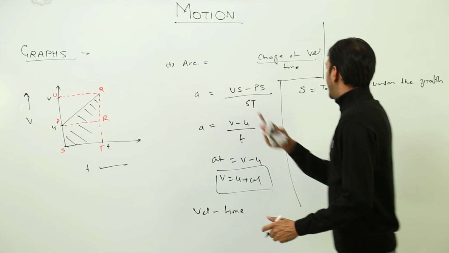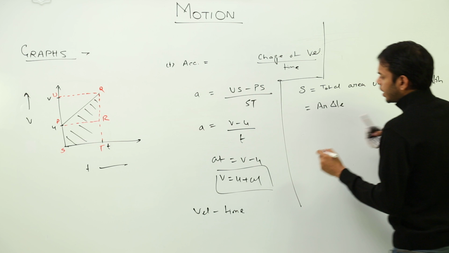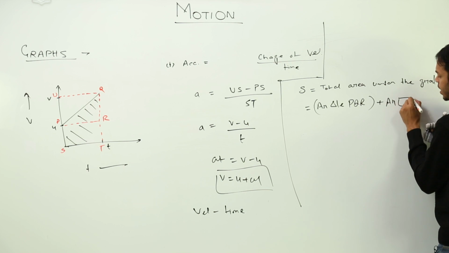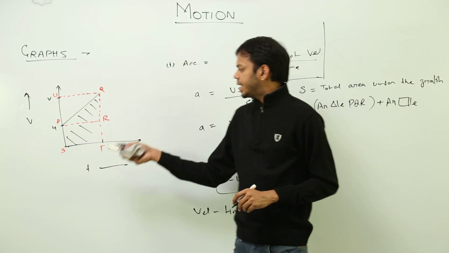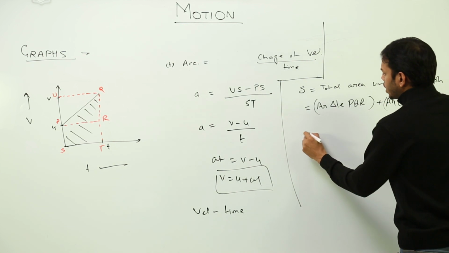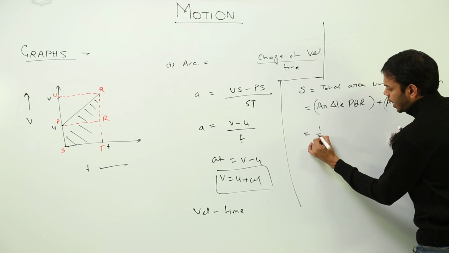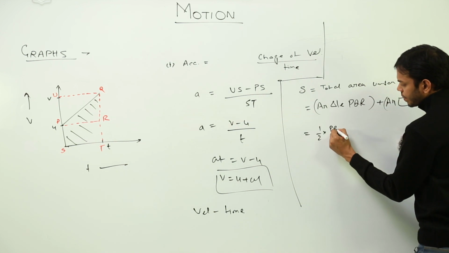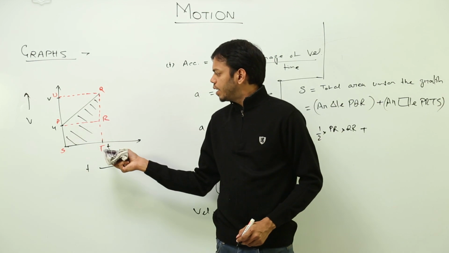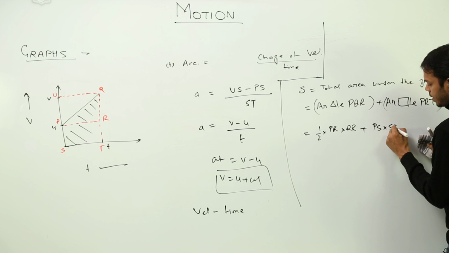So we have the area of triangle PQR plus area of rectangle PRTS, right? These two. Now what is the area of triangle PQR? Half into base into height, which is half into base PR into height QR, plus area of rectangle, length into breadth, PS into ST.